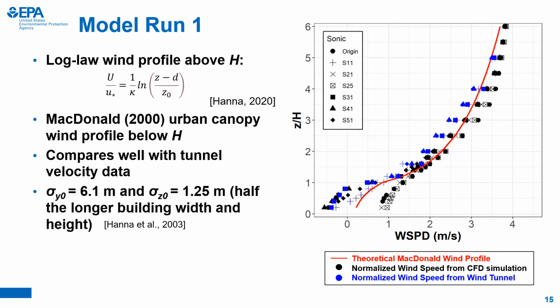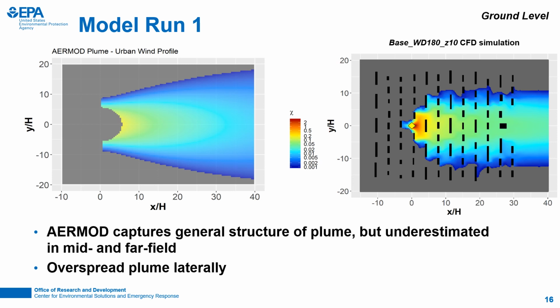We also implemented initial lateral and vertical plume spreading parameters based on the width and height of the buildings within the array. The first model run resulted in the AERMOD plume that you see here on the left, with the base CFD simulation on the right. Concentrations are again normalized by chi for the ground level. You can see that AERMOD captures the general structure of the plume but tends to underestimate the concentrations in the near and far field. This is because the plume is a bit too overspread laterally. AERMOD also omits concentrations near the source release to avoid misrepresenting the results.